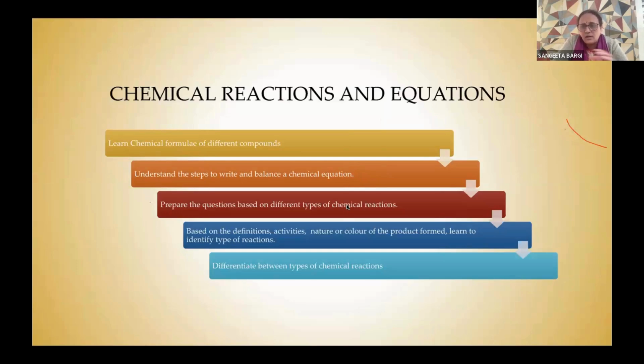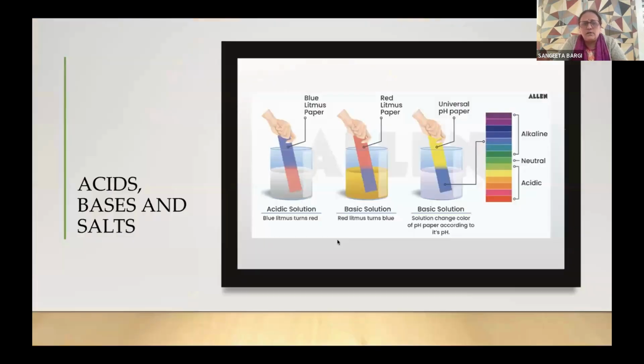Questions based on the types of chemical reactions. We have learned the different types of chemical reactions, so every time questions based on these types will be asked. Wherever differentiate-between type questions are asked, please make columns and write corresponding points of difference based on definitions, activities, nature or color of the product formed. Learn to identify the type of reactions. These will be some of my tips for the first lesson.